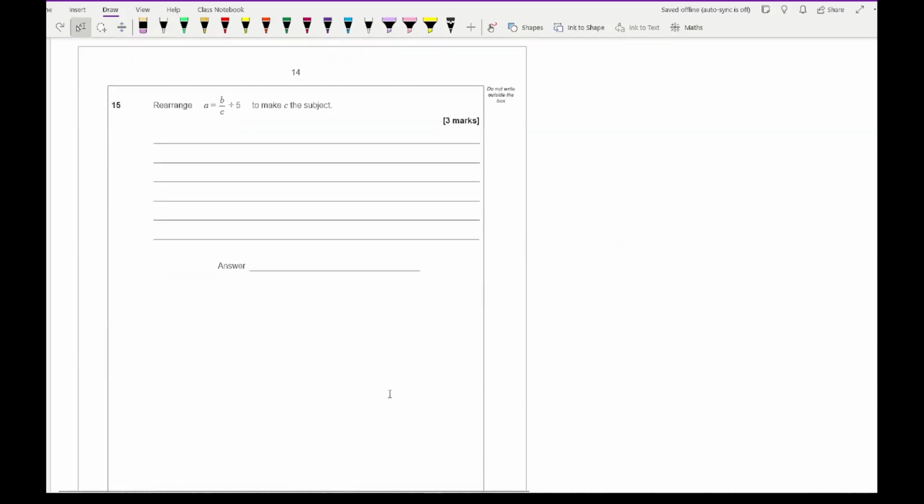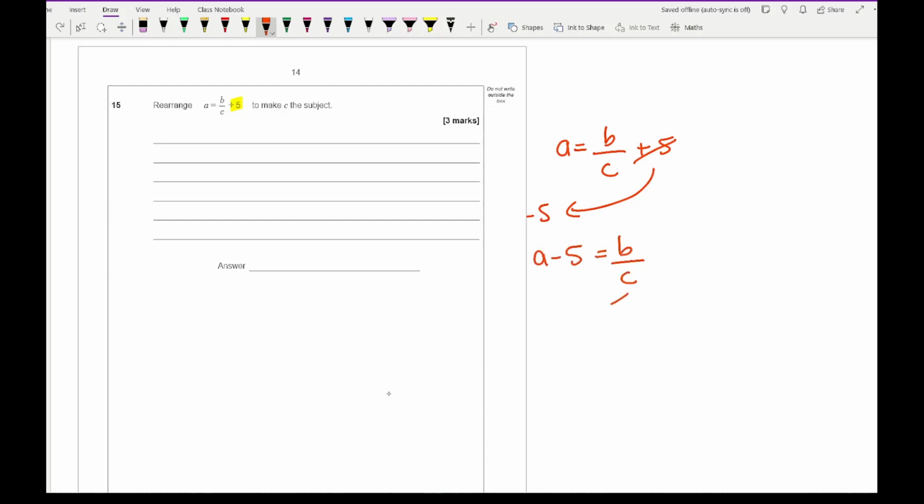For question 15, it says rearrange A equals B over C plus 5 to make C the subject. So for this, what we want to do is think about what we need to get rid of first. So we need to get rid of the plus 5. So this is the question. I take the 5 over to the side by taking away 5. So I've got A minus 5 equals B over C.